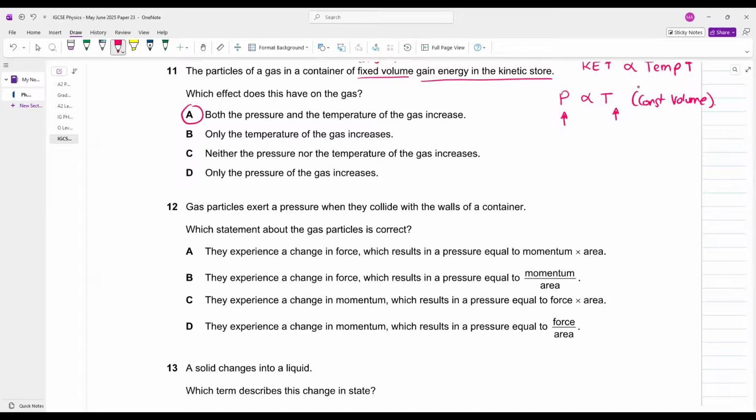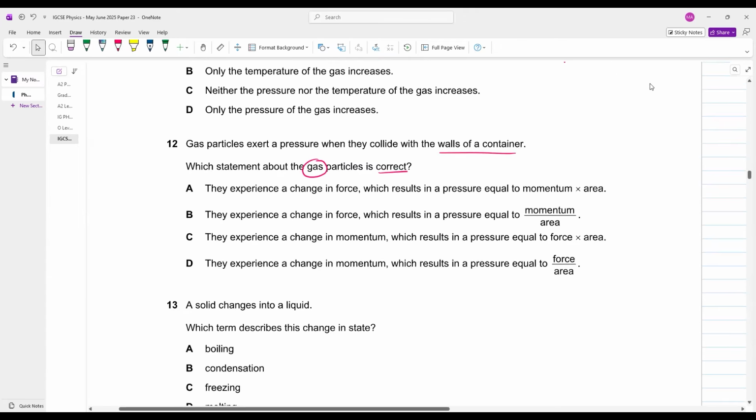Gas particles exert a pressure when they collide with the walls of a container. Which statement about the gas particles is correct? When the gas particles collide with the wall of the container, what happens? They experience a change in momentum. So option A or B cancel out हो जाएंगे.